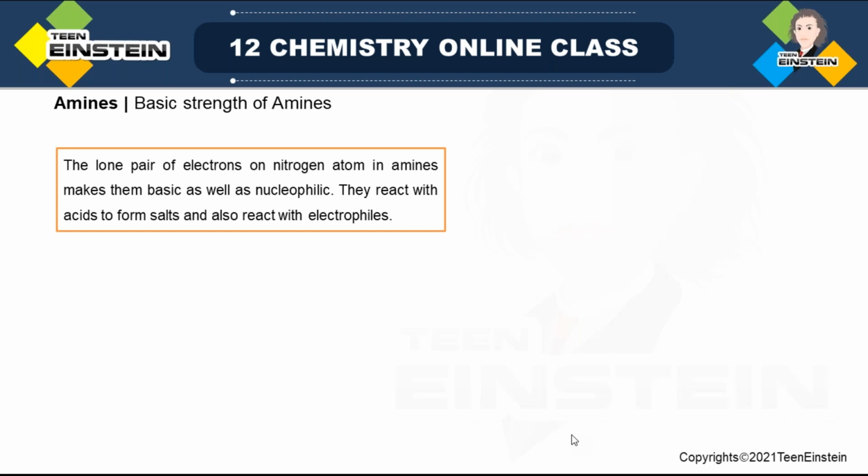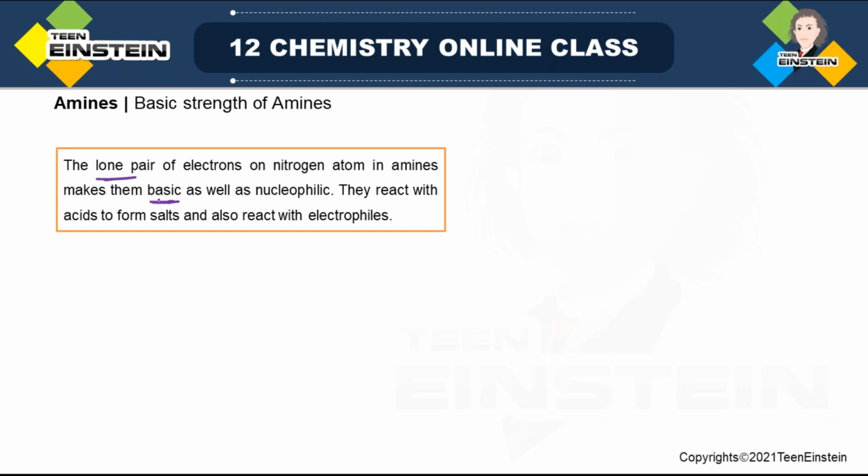Amines. Whenever in organic chemistry we talk about basicity, amine molecules come first in our mind, right? Now why are they basic? They are basic because they have a lone pair over nitrogen, and these lone pairs can be donated. It can act as a base when these lone pairs are donated to some proton, that is, it is capturing some proton. But it can also be nucleophilic.